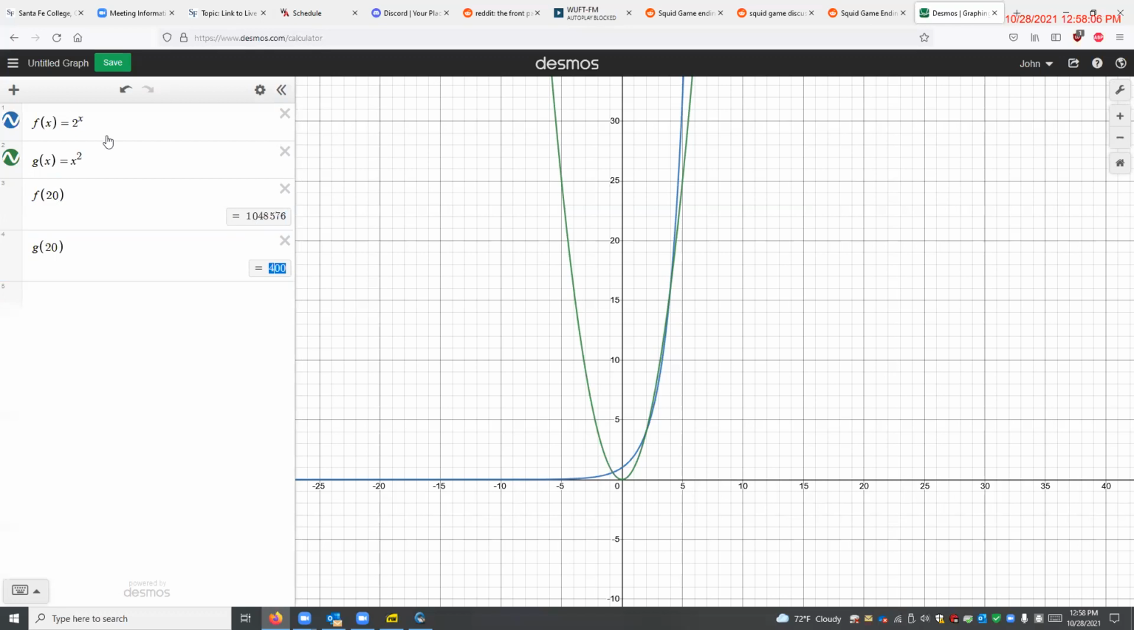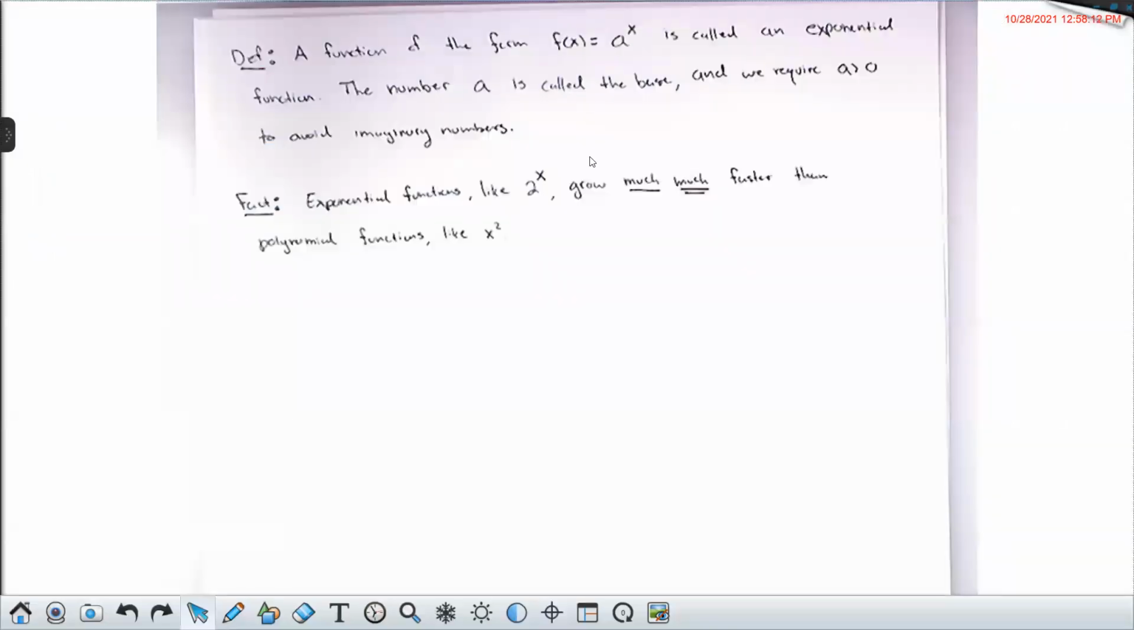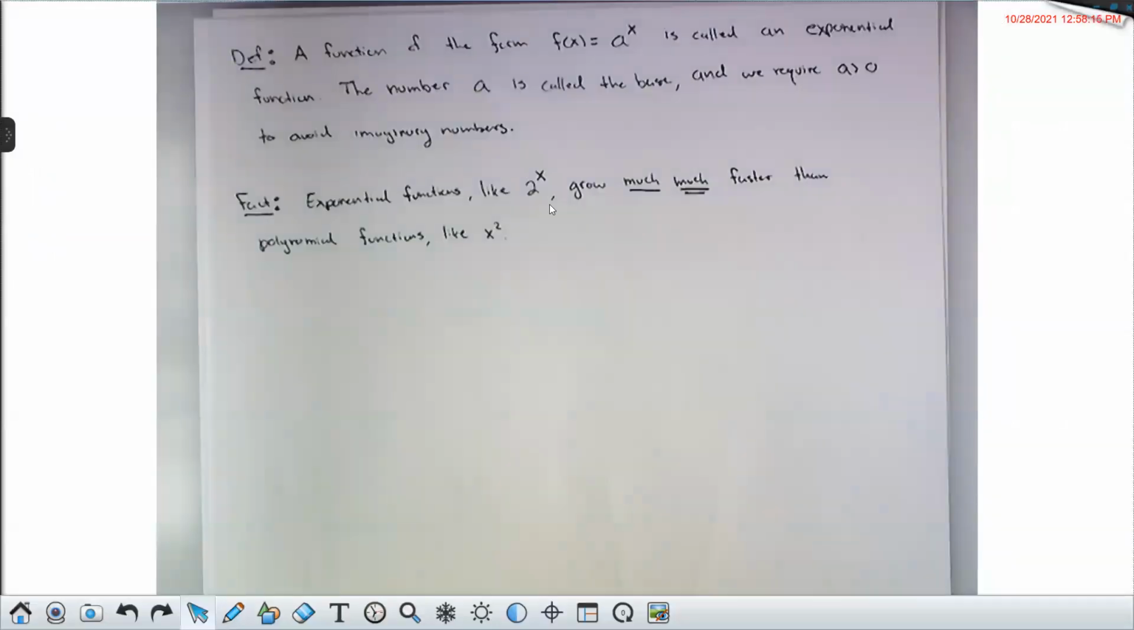So the blue curve, 2 to the x, grows much faster than x squared. It's honestly not even close. If this were a race, this is like a top fuel dragster. This is like a granny pushing a grocery cart. Not even close.